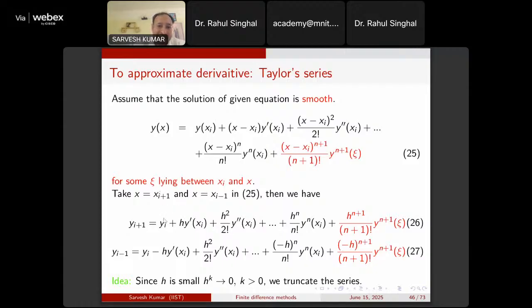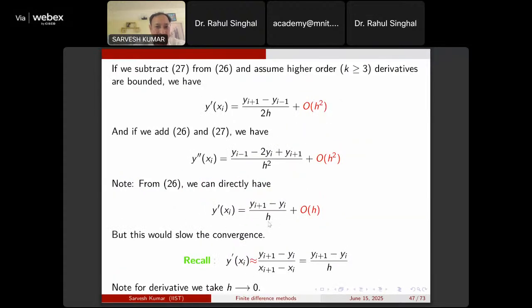But if you just get it from equation 26, you can get the derivative as yi plus 1 minus yi divided by h, but the local error would be of order h only. If I use this, it would be slow, because the central one is order h square, but this gives me only order h. This gives slow convergence, correct? That's the actual derivative idea which we have used in calculus. So y dash is this, when xi tends to xi plus 1. That's all.